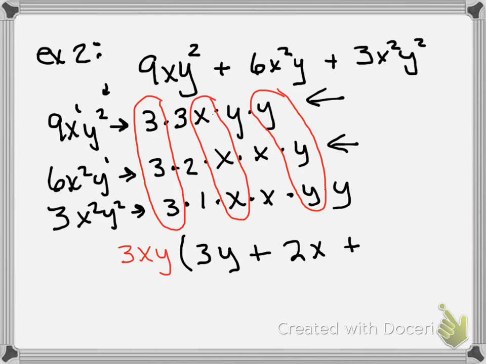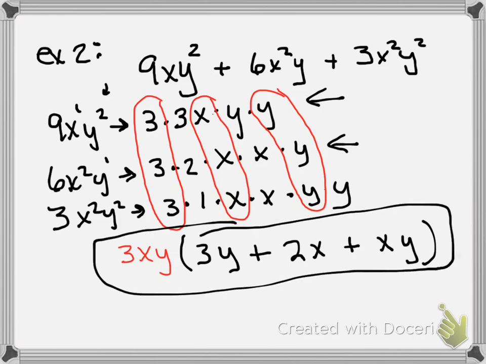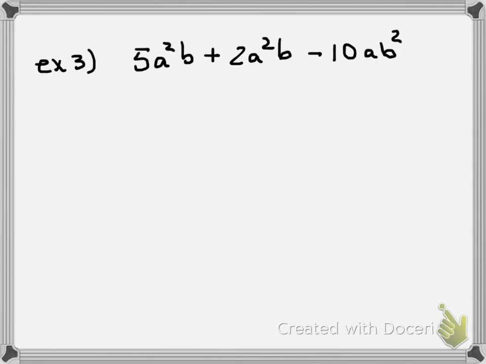The third one, 3x squared y squared. I divide 3 into 3 and I get 1. I don't have to put a 1, and I'm not going to. Then I have 2 x's, but I need 1, so I'll have 1x left over. I have 2 y's, I'm going to take 1 y away, and that gives me the xy. And this is my answer factored out. Alright, so let's try one more.